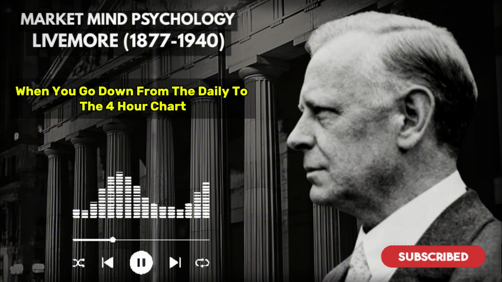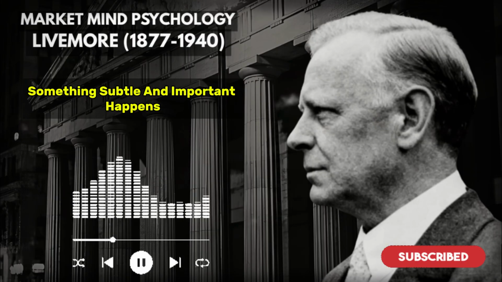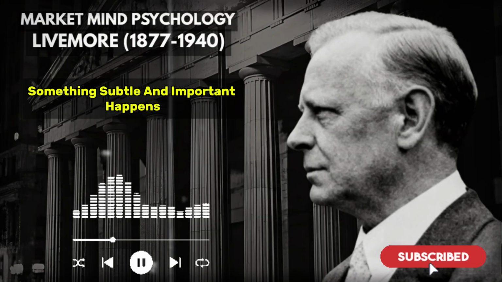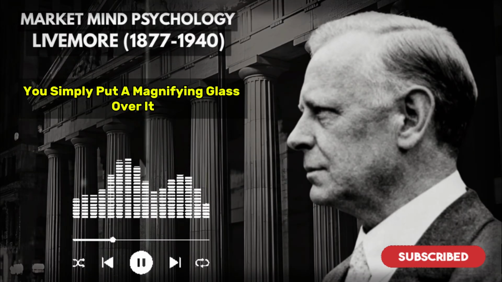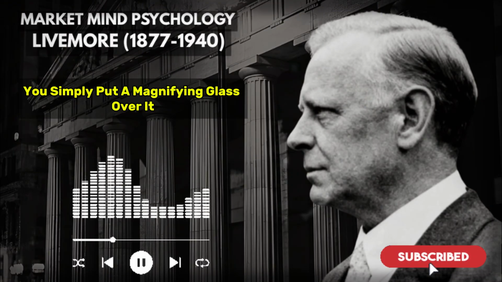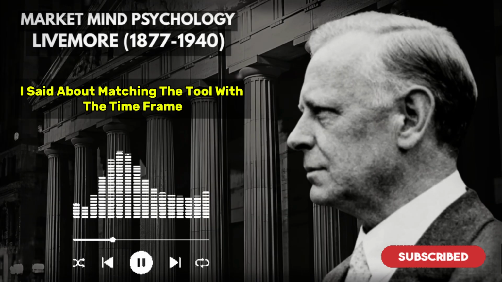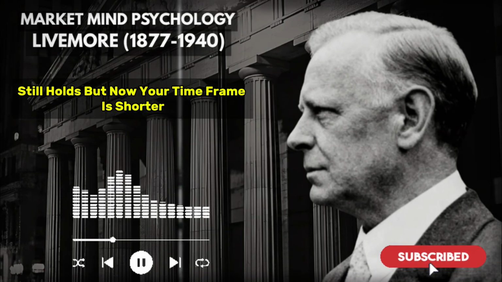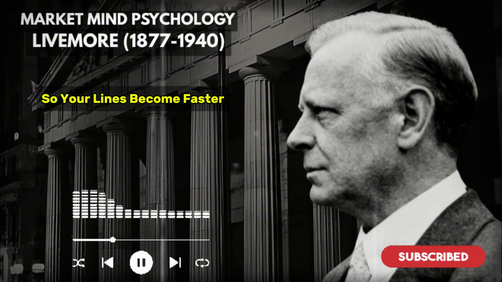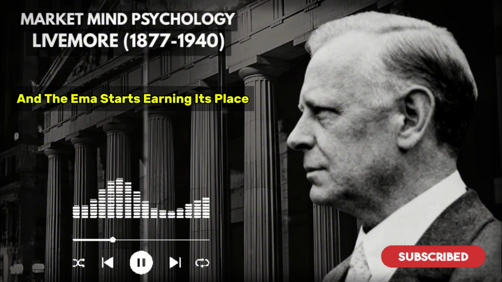When you go down from the daily to the 4-hour chart, something subtle and important happens. You did not change markets. You did not change the trend. You simply put a magnifying glass over it. Everything I said about matching the tool with the time frame still holds, but now your time frame is shorter, so your lines become faster and the EMA starts earning its place.